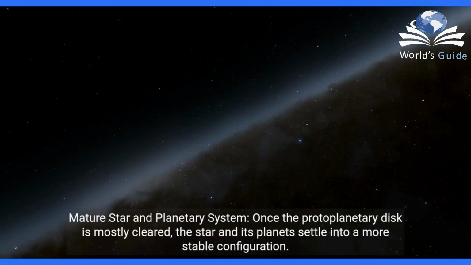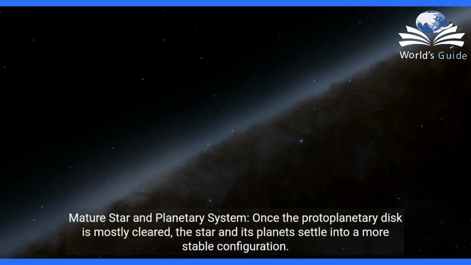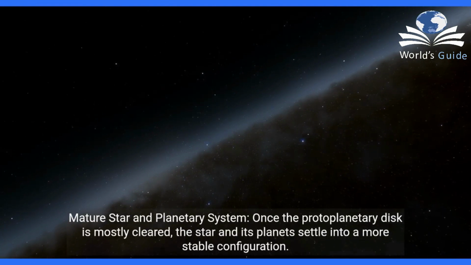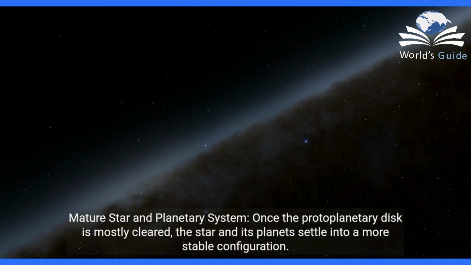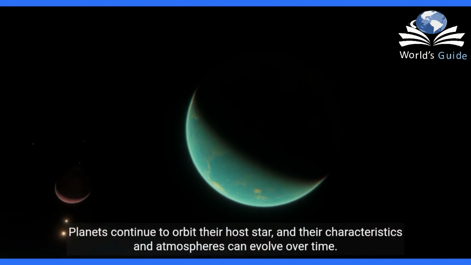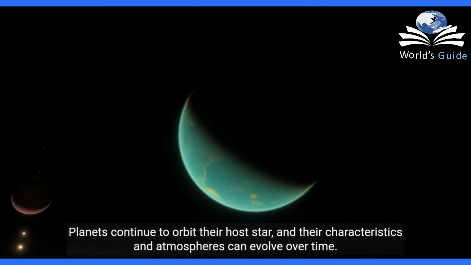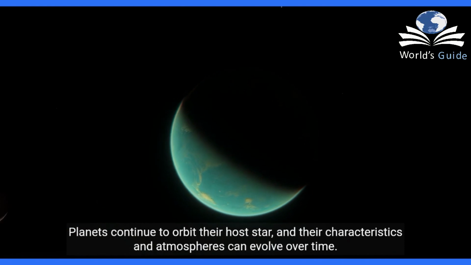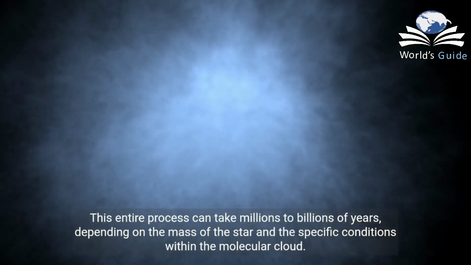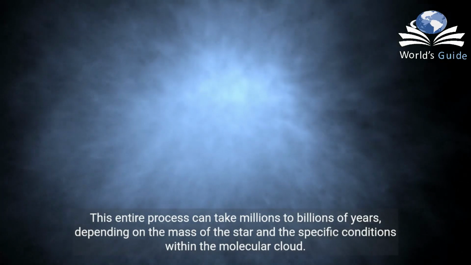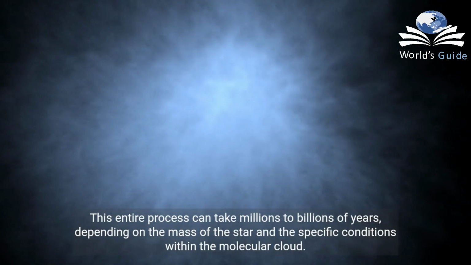Mature star and planetary system. Once the protoplanetary disk is mostly cleared, the star and its planets settle into a more stable configuration. Planets continue to orbit their host star, and their characteristics and atmospheres can evolve over time. This entire process can take millions to billions of years, depending on the mass of the star and the specific conditions within the molecular cloud.